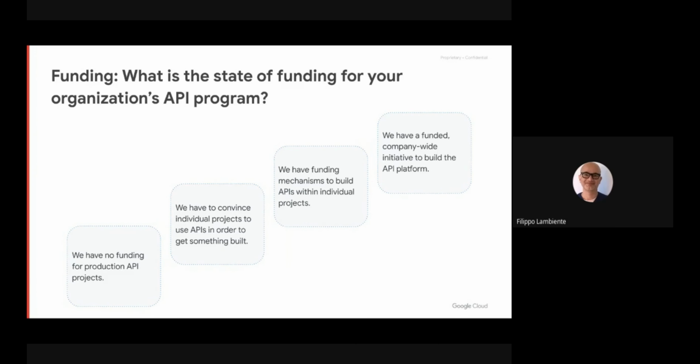What we have seen is that with Apigee, if there are more streams that are interested in Apigee, it's much easier to position it, to adopt it, to sell it and to find the funding for Apigee, rather than having a single project that needs API layer capabilities. So these aspects are also important when you start adopting an API program.